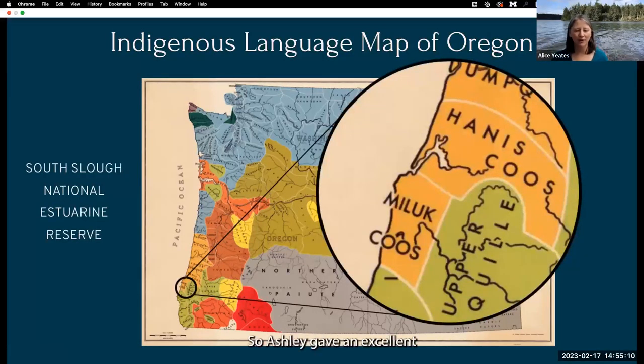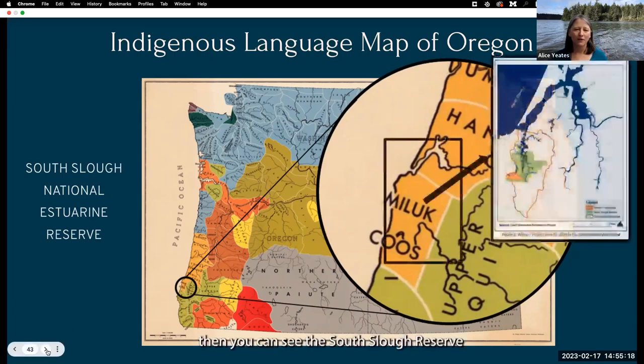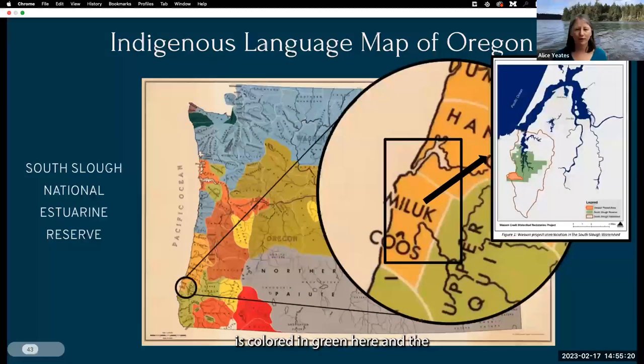So Ashley gave an excellent overview of the tribe, so I won't reiterate that. Next slide. Then you can see the South Slough Reserve is colored in green here, and the brown boundary is the South Slough watershed, and then the little orange area there is a restoration project that I'm going to really briefly touch on. Next slide.